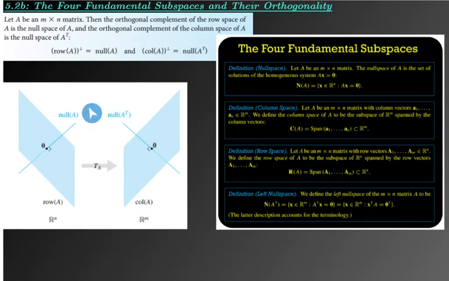So this picture kind of sums it up right here, but it's also written down right here. If you have an m by n matrix, okay, the orthogonal complement of the row space of A is the null space of A, right? And the orthogonal complement of the column space of A is the null space of the transpose of A. So in symbolic form, this is the symbol for orthogonal complement. The orthogonal complement of the row space of A is the null space of A, and the orthogonal complement of the column space of A is the null space of the transpose of A.